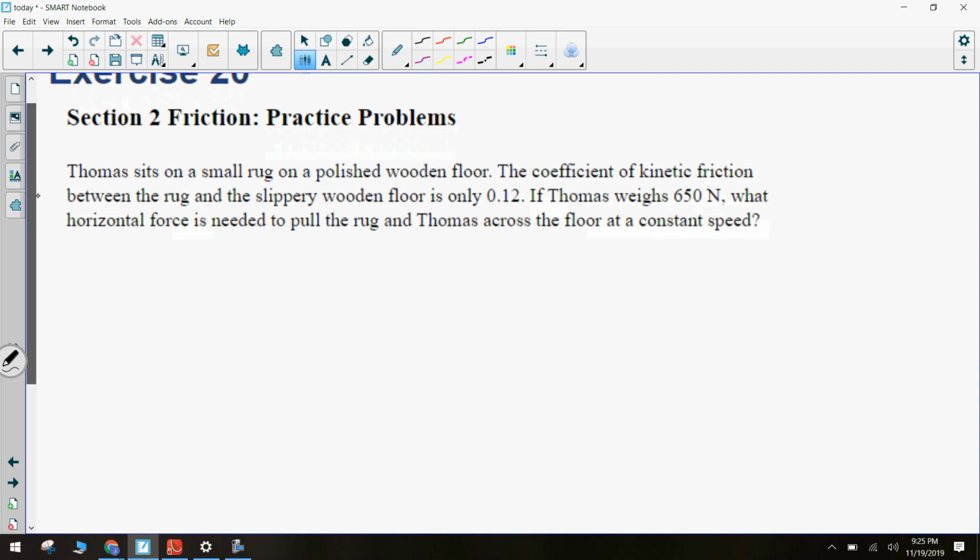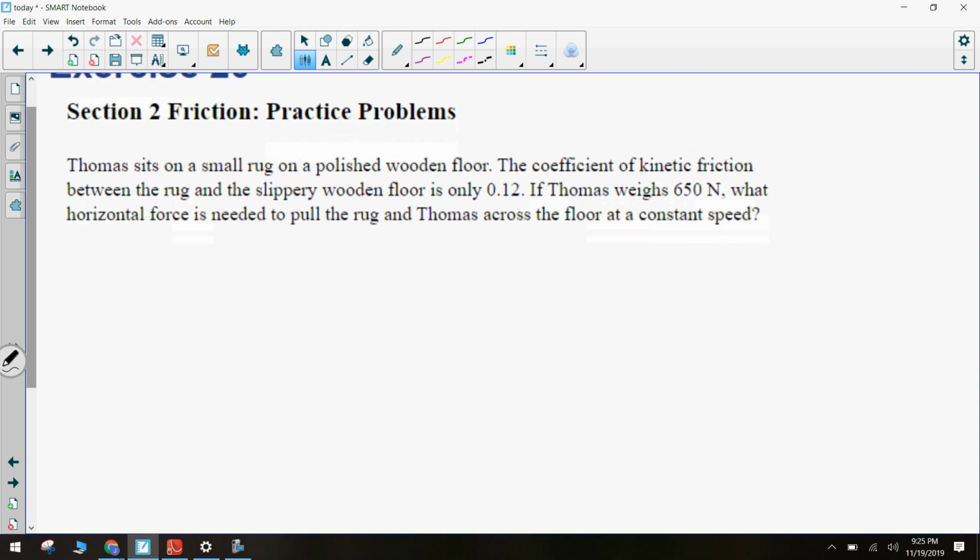It says Thomas sits on a small rug on a polished wooden floor. If the coefficient of kinetic friction between the rug and the slippery wooden floor is only 0.12, and Thomas weighs 650 newtons, what horizontal force is needed to pull the rug and Thomas across the floor at a constant speed? Anytime we see constant speed, we need to remember that one of our givens is going to be that A is equal to 0. It says the coefficient of friction is 0.12, so mu equals 0.12.